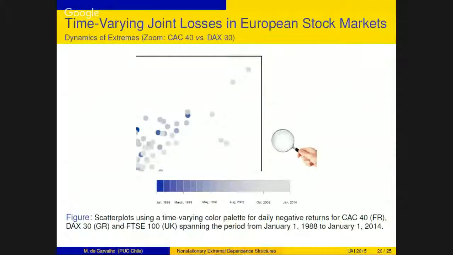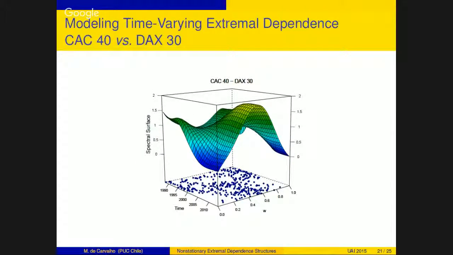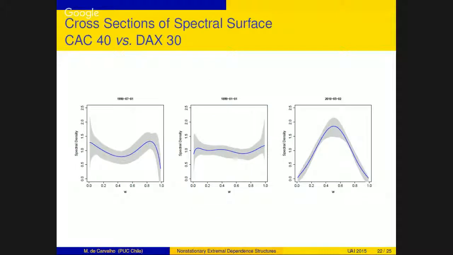Can we see that on our estimated spectral surfaces? Well, that's precisely what we see. In 1988, we have more mass close to 0 and to 1. As we keep approaching, say, the year 2009, we start having more W shapes, closer and closer to an alpha, indicating an increase in extremal dependence over time. And this is all in the regression setting I was discussing earlier.